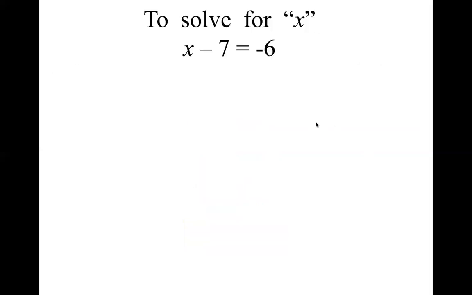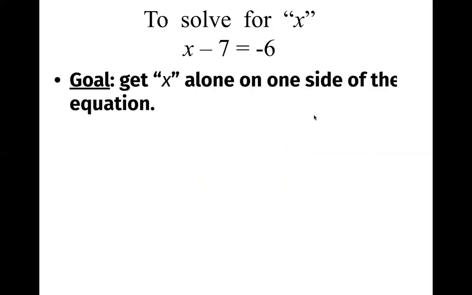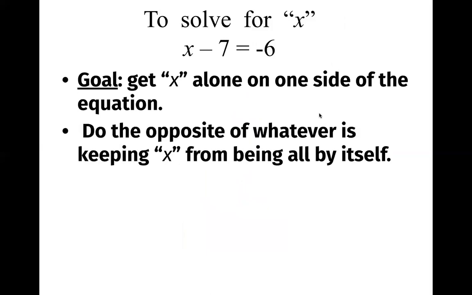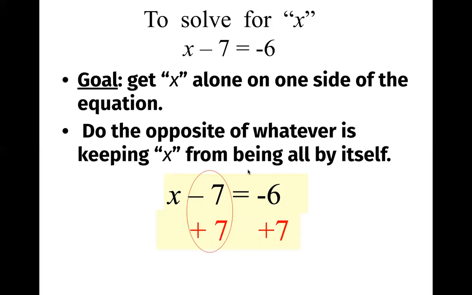So let's go ahead and look at some objectives for today's lesson. To solve for x in the equation x minus 7 equals negative 6, your goal is to get x alone on one side of the equation. You're going to do this by doing the opposite of whatever is keeping x from being all by itself. So for example, in this equation, we can see that the subtraction of 7 is keeping x from being all by itself. So we're going to do the opposite of subtracting 7, which is adding 7. And if you do that, your 7s cancel and you get x equals 1.